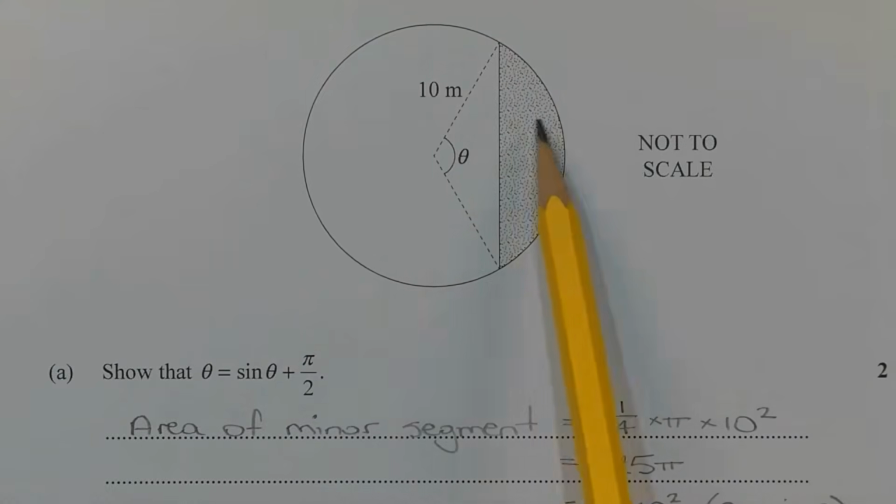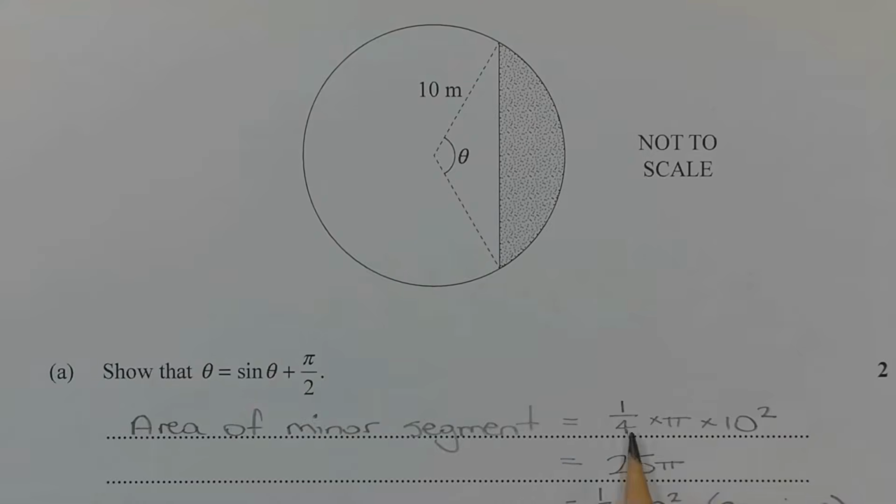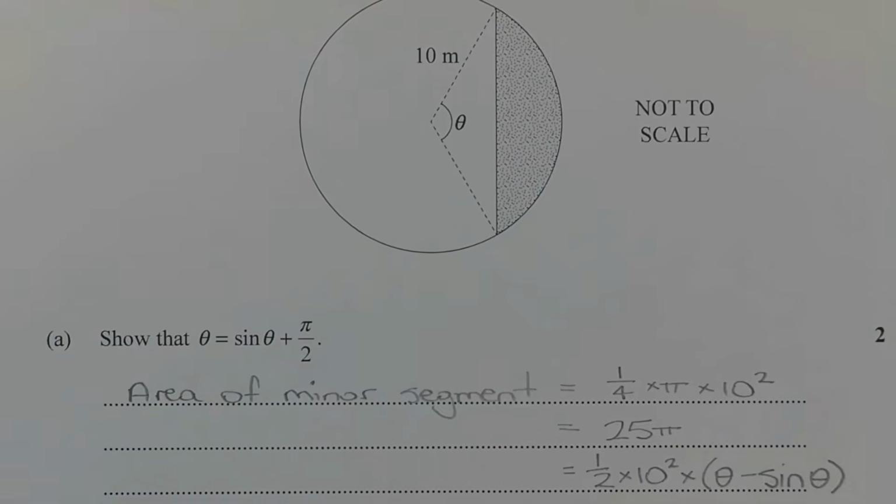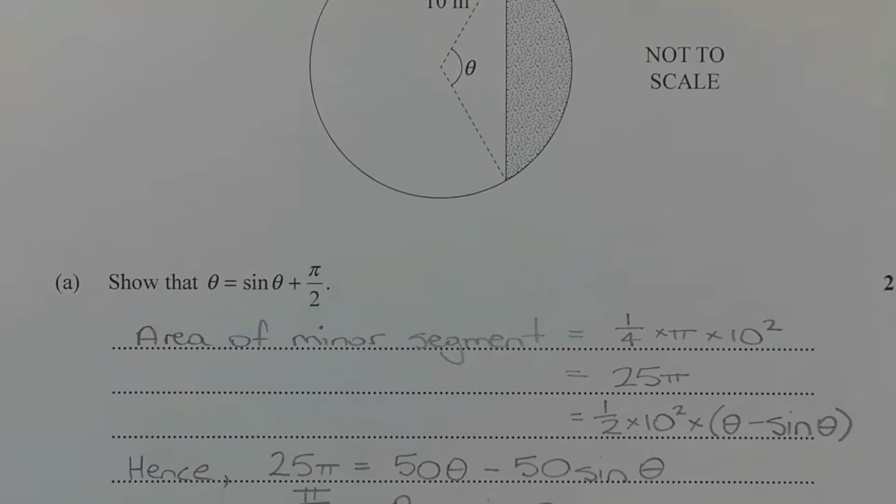We know that the area of the minor segment is 1/4 the area of the entire circle. So the area of the minor segment is equal to 1/4 times pi r squared. Now r is 10. So 1/4 times pi times 10 squared is equal to 25 pi square meters. But that's also equal to 1/2 times 10 squared times theta minus sine theta. And that comes from the area of a minor segment formula. That is 1/2 times r squared times theta minus sine theta in brackets. So what we do is to equate these two expressions.